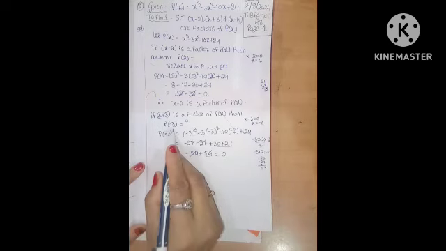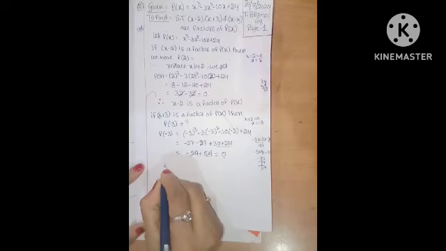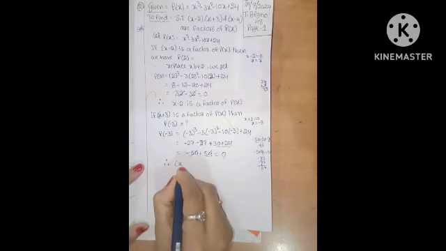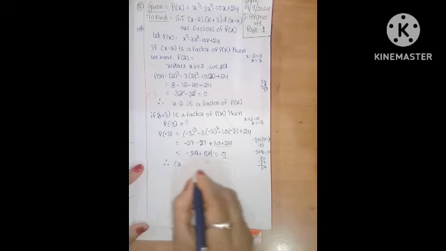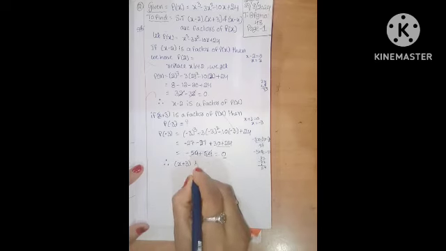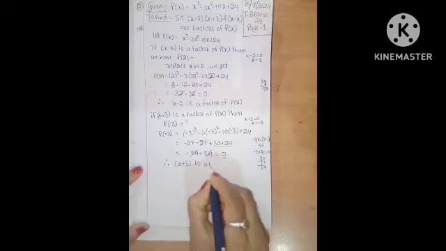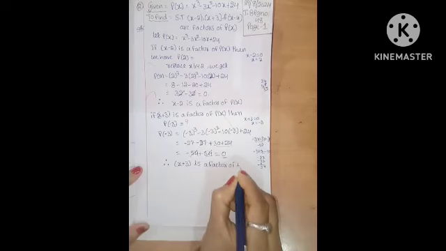So is it a factor or not? Is x plus 3 a factor of P of x or not? Tell me the answer, Gagan Sai. Yes. Why? Because the remainder equals 0. So that's why, therefore, x plus 3 is a factor of P of x.